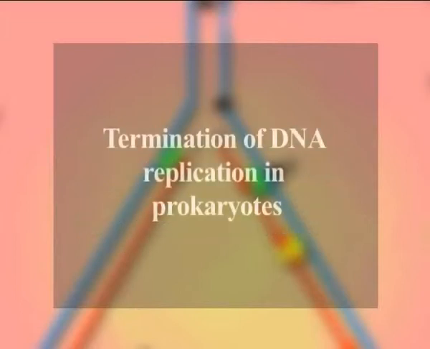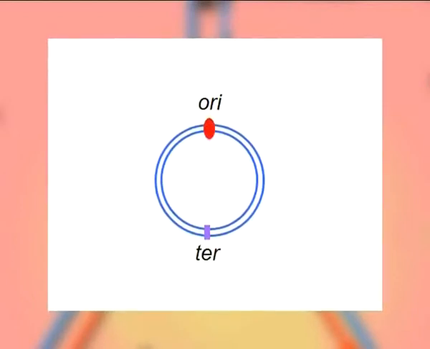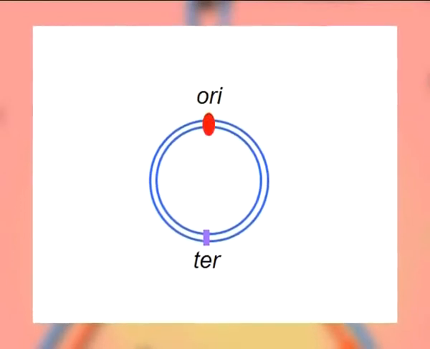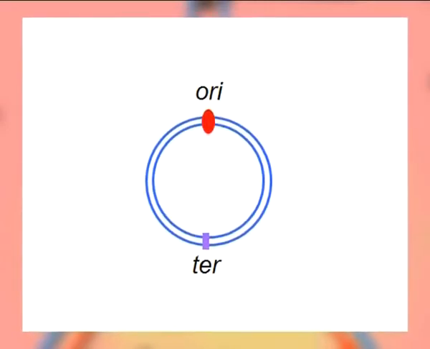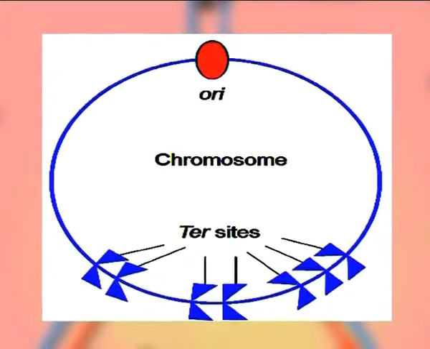Now, we will discuss termination of DNA replication in prokaryotes. The E. coli chromosome carries a large termination zone diametrically opposite to oriC, which blocks the progress of replication forks meeting at this region. The E. coli chromosome and several plasmids carry specific sequences called termination sites, or Ter sites, where termination binding proteins or Tus proteins bind.